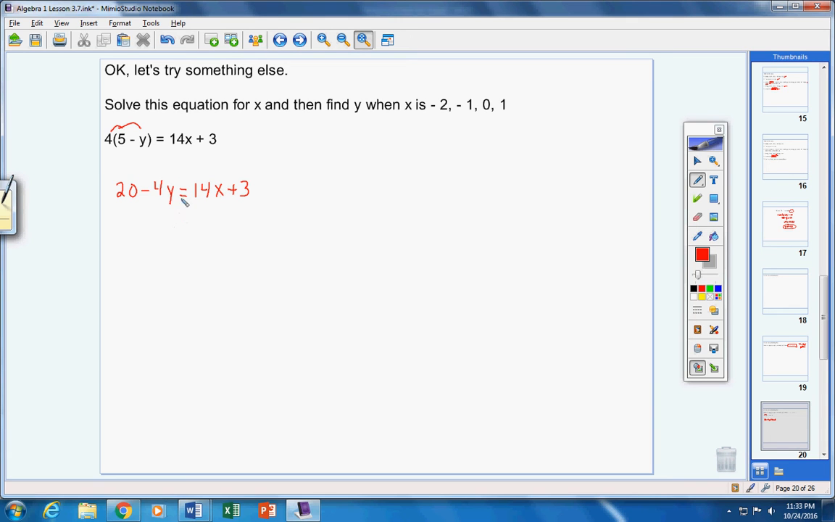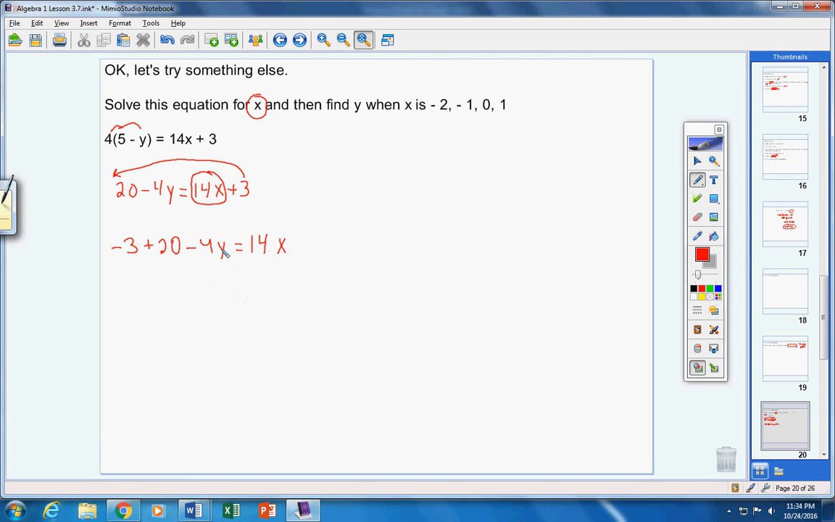There are none. Step 3, get all of your variables that contain what you're solving for on one side. We're solving for x. So how many terms have an x? Just this one. So leave that there, bring the 3 over, make it negative, and you're good. So now I have negative 3, positive 20, negative 4y equals 14x. So every single term that has an x is on this side over here, okay?